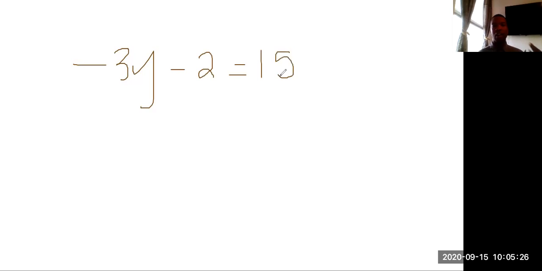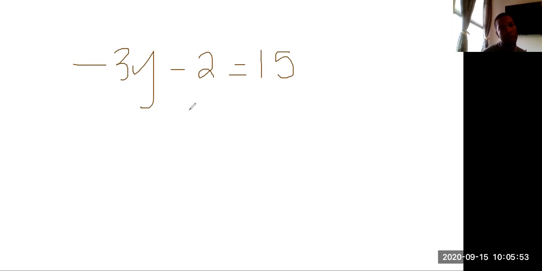All right, so just like the other one, I need to get rid of that negative 3 and I need to get rid of that negative 2, because they're blocking me from getting y. Remember, I want y by itself. I need it to say y equals something. I don't want it to say negative 3y equals something. I don't want it to say 3y equals something. I need it to just say y equals something. So I need to get rid of the 2 and I need to get rid of the negative 3.